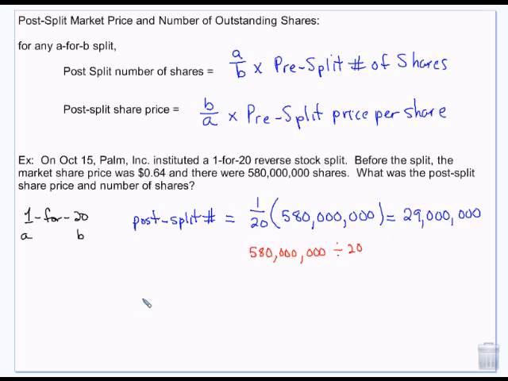My post-split value per share is going to be 20 over 1. Oops, not 580 million. That's funny. Times 64 cents. So this is 20 times 64 cents. So now those 64-cent stocks are worth $12.80. That looks much more appealing than 64 cents if you're talking about buying stocks.